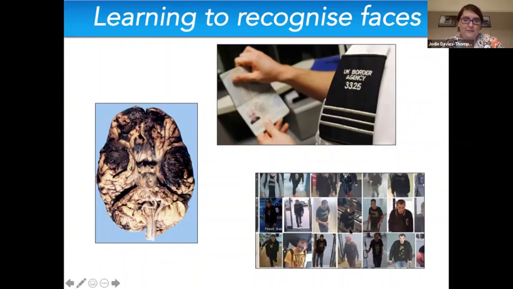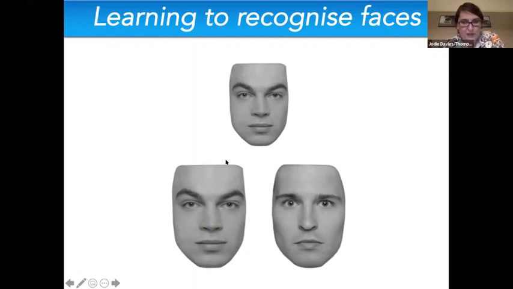So what our training program involves is you present three faces on the screen, and the task is to say which of the two faces most resembles the top face. Now, hopefully you can all do this task. The answer is the left face. If you can't do this task, then drop me a message because you're probably prosopagnosic.